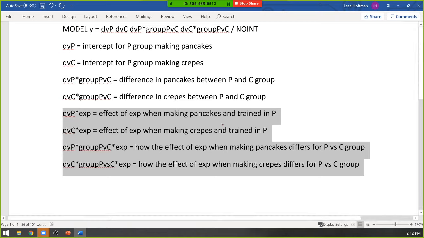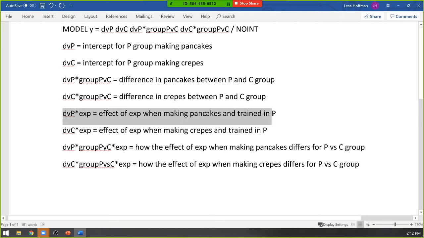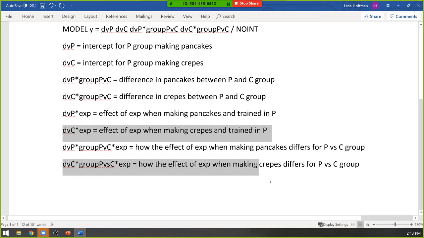Yeah, so if you want to know what the effective experience is in the crepe group when making pancakes, it's that one plus that one. And the effective experience in the crepe group when making crepes is that one plus that one. It's only 4 means and 4 slopes, but it's very complicated. It's kind of fun though.